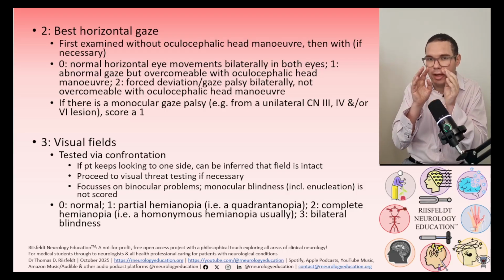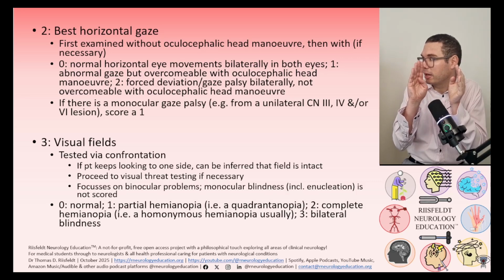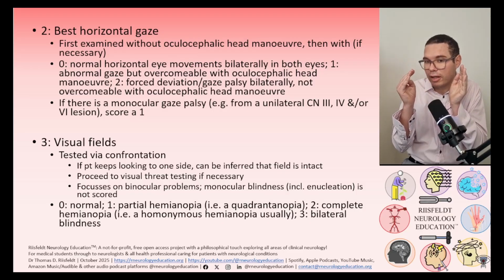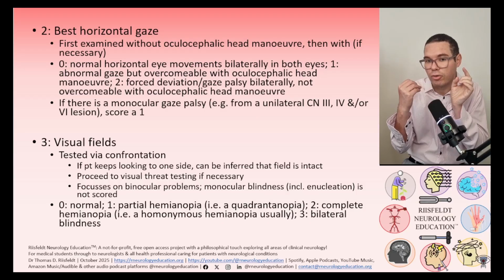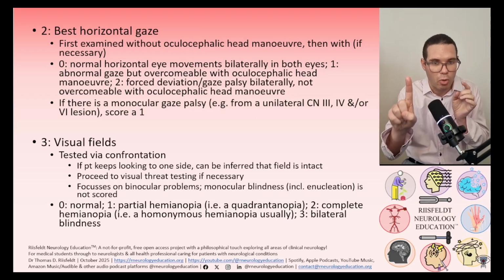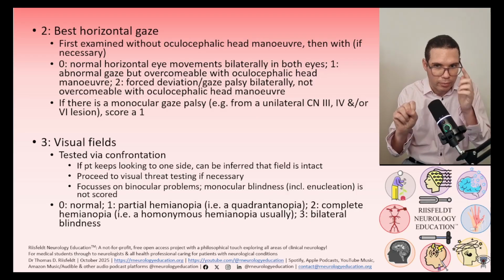Conversely, if their eyes are able to stay focused on your nose so that when their head moves to the right, their eyes actually cross the midline and are moving to the left side relative to the direction that their head is in, even if there's a bit of a delay, and then they are able to move to the left, then that's not a forced eye deviation or a fixed gaze palsy, that's overcomable. So they would score 1 point, not 2 points.